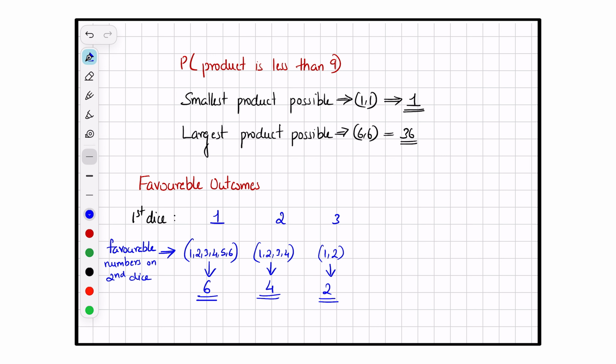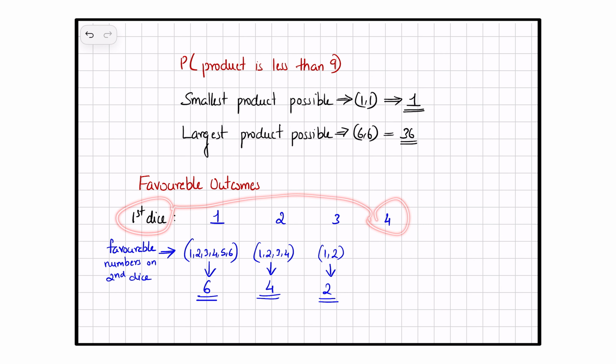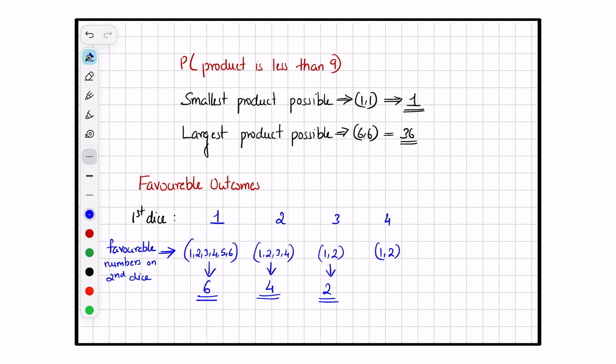For number 4, that is I get number 4 on the first dice. Now what are the possible outcomes? I can have 4 into 1, okay. 4 into 2 is possible. 4 into 3 is not possible because 4 into 3 is 12 and that is more than 9. So only 2 outcomes, 1, 2.